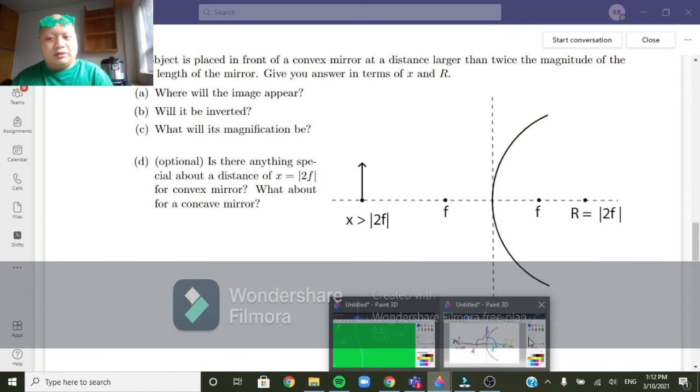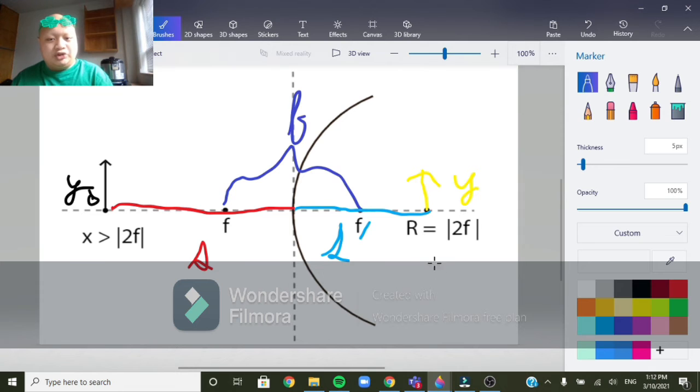So in terms of the equation, it would be over here where this yellow arrow is, and that's your answer for part A. So for part B, we have to determine if the image is going to be inverted or not. So as you can see, this is a convex mirror, so the image is not going to be inverted.